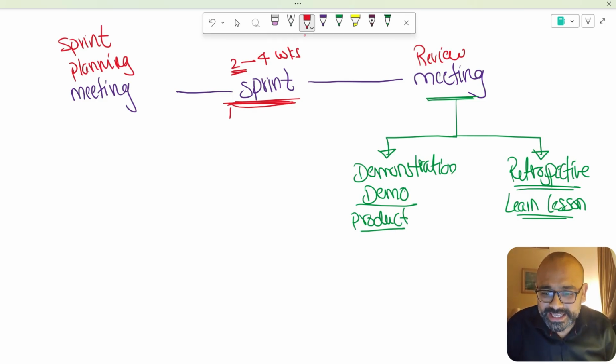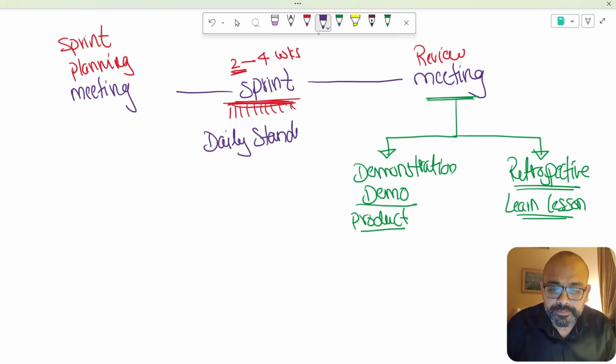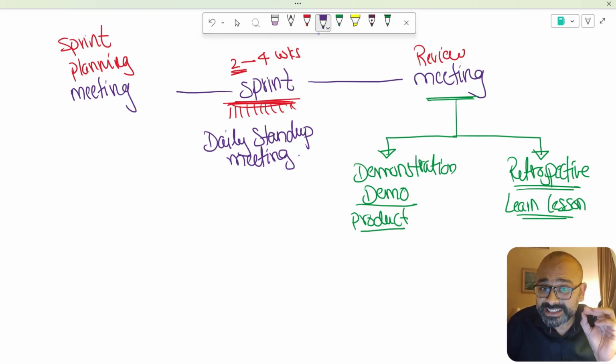So on daily basis, you need to have a daily stand-up meeting. Since the word stand-up is there, it means that this is a meeting where everyone is standing up. Of course, if I go literal over here, everyone is standing up, which is giving us a hint that it should be a quick meeting. A quick meeting means maximum 15 minutes, not more than 15 minutes.